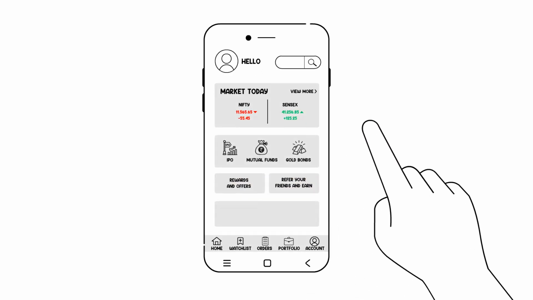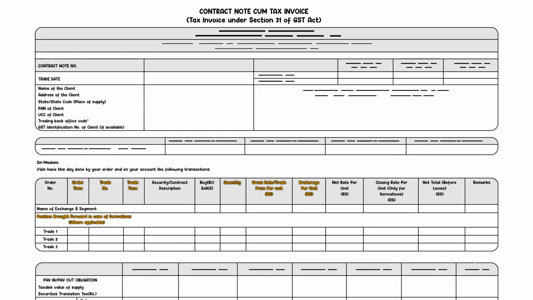Once your trading account is active, you'll receive a contract note after every trade. This is a detailed record of your transaction showing key details such as the stock name, quantity, price, brokerage charges and taxes. Let's take a quick look at what a contract note typically looks like.